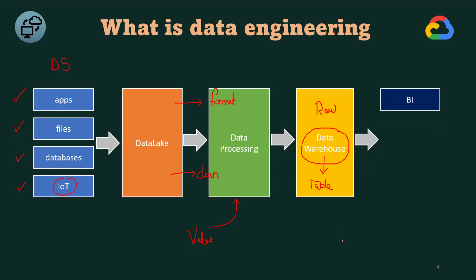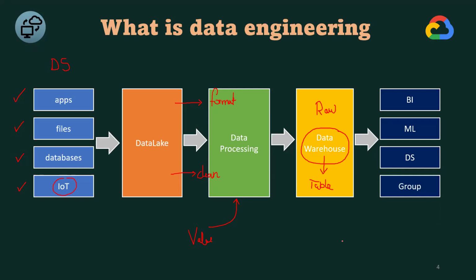And those tables are very useful for BI. Those tables are very useful for machine learning. That data is very useful for the data scientist. That data is very useful for the business groups. So as a data engineer, what are you doing? You are working on the data extraction. You are working on the data ingestion into the data lake. You are working on the data processing to properly convert and clean the data. You are working on the data warehouse to analyze the data. You are again sending this data to the BI, ML, DS or business group.